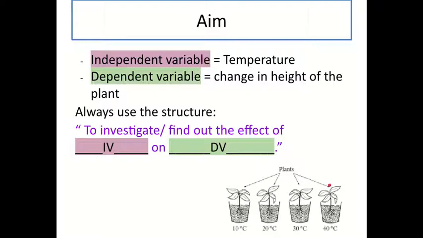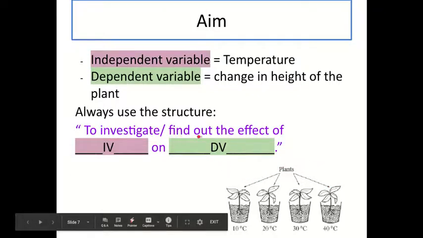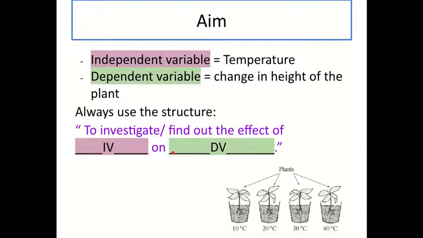Now, aim should always have the following structure. They always start with "to investigate" or "to find out the effect of", and then you put in your variables after that. You just slot in your independent and your dependent. And this is why it's really, really important that you work those out first.